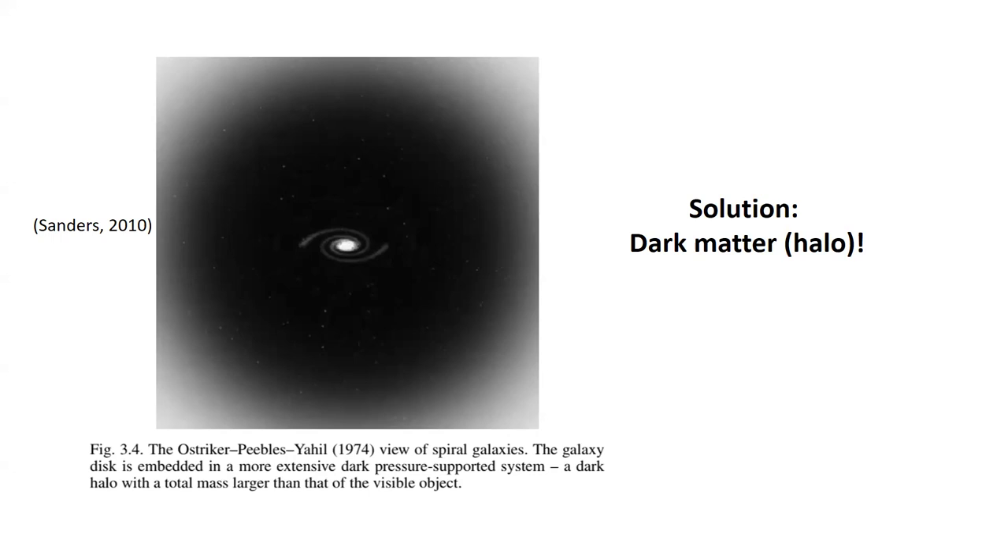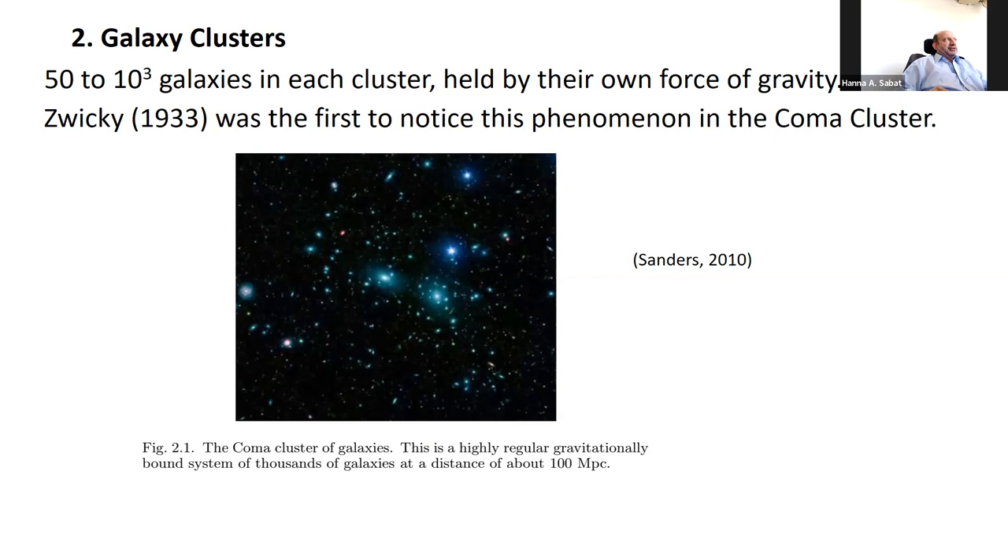Now, if we go to an earlier stage, dark matter was suggested directly after the discovery of galaxies. This happened in what we call galaxy clusters, galactic clusters. Now, what are these clusters? Each galactic cluster or galaxy cluster consists of about 50 galaxies up to 1,000 galaxies that are bound together by their own mutual gravity, the force of gravity.